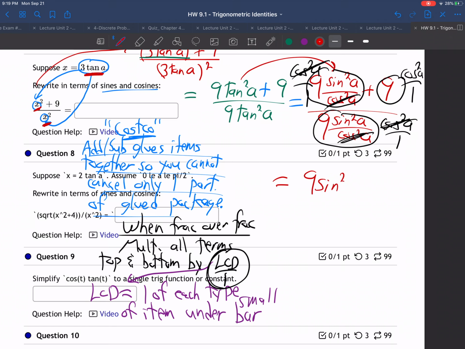9 sine squared of A plus 9 cosine squared of A over 9 sine squared of A. Did you track with all that? You see right here, this part, and right here, this part, come down, right? Because all we had left was a 9 and a sine squared A, and a 9 and a cosine squared A, because these cosine squareds canceled out, and the bottom we just had 9 sine squared A. Okay, now what? This is getting crazy.